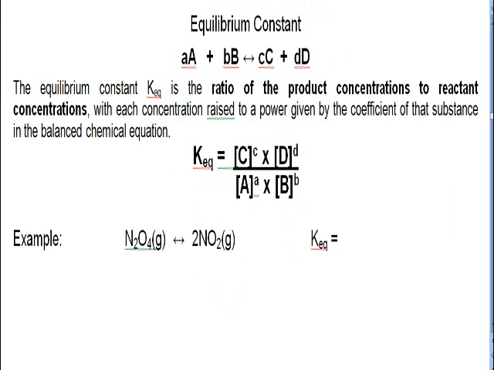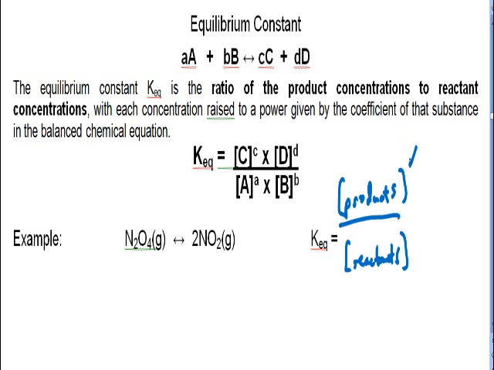Let's use this reaction as an example. The Keq is going to be a ratio of the products at equilibrium to the concentration of the reactants at equilibrium. It's a key thing that it's products over reactants for our equilibrium constant.